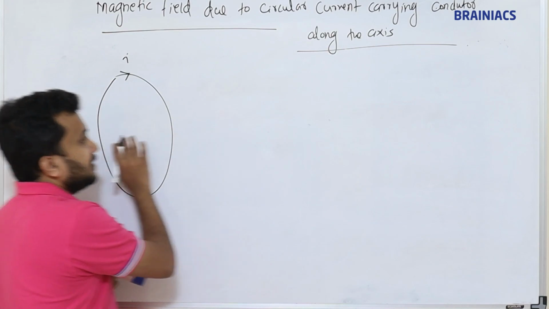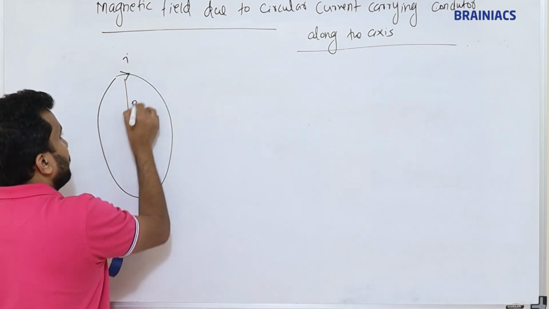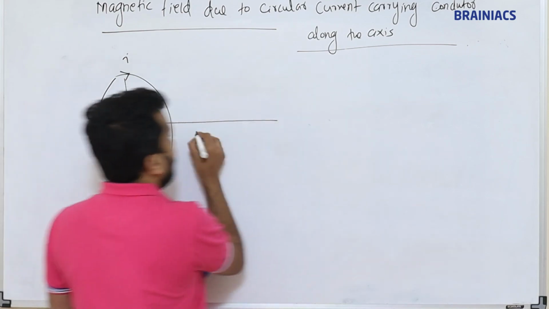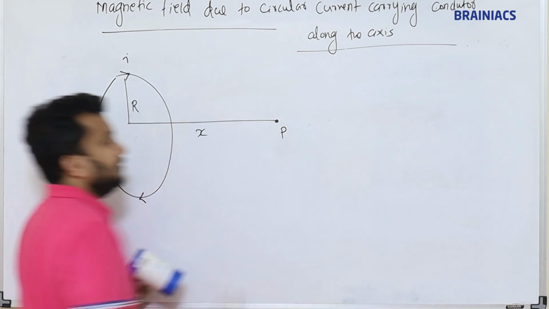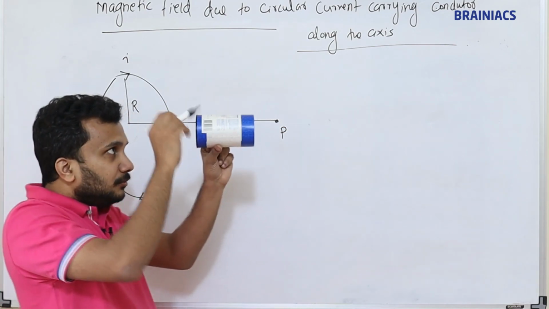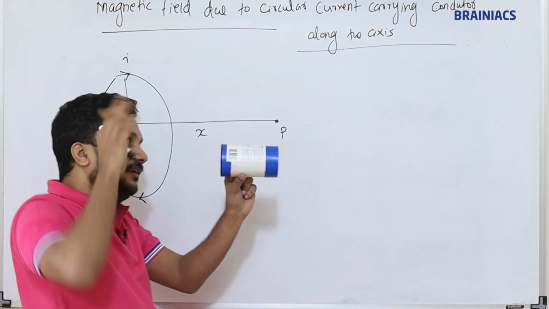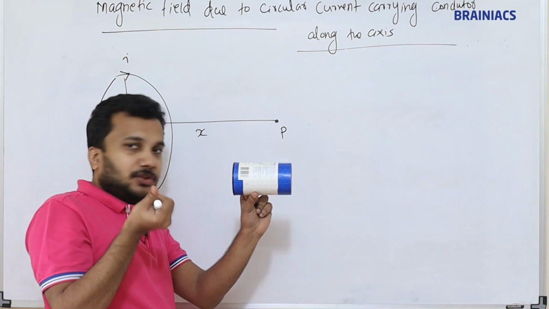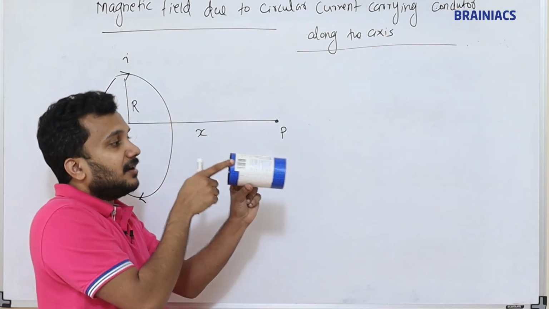So there is an axial position along the center. Suppose I assume its radius is capital R, and at a distance of x meters away, here, I'm going to find out the magnetic field at the point P. Now your thought is required. I need to get your thought for this one. Now you have to listen very carefully.